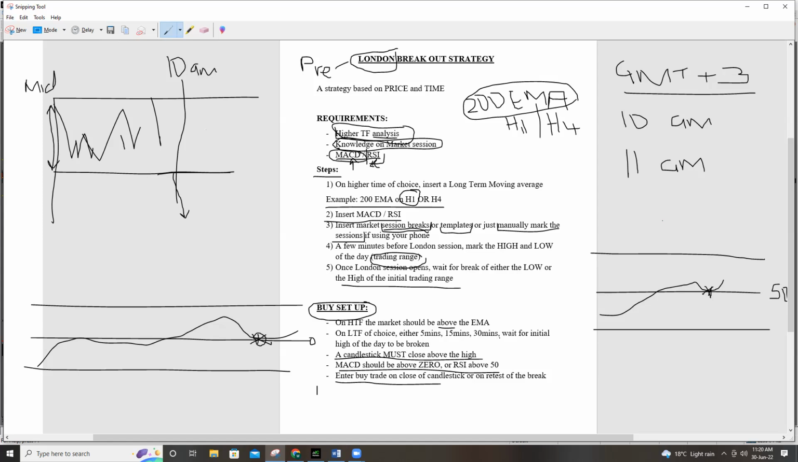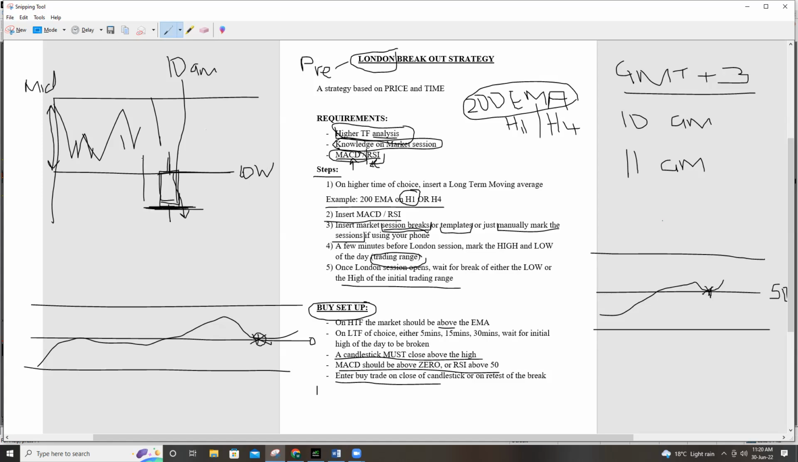On the lower time frame, you wait for the initial high or low to be broken. Of course, in this case, you're looking for the low to be broken since you want to sell. So you want a candlestick to actually break to the bottom side at 10 a.m. GMT plus 3. Convert that to your time zone. So you want a candlestick to actually close below. You have to wait for that close of the candlestick.